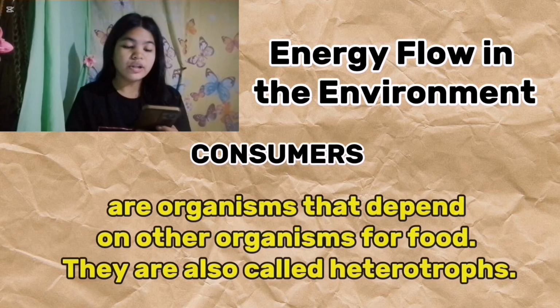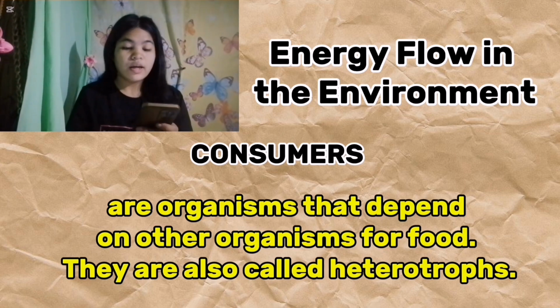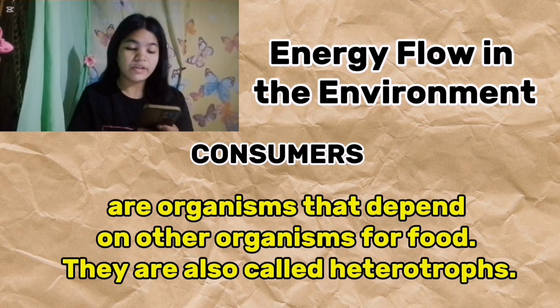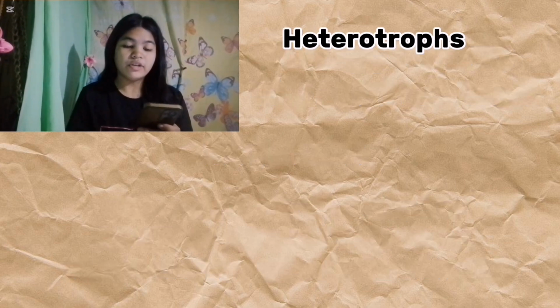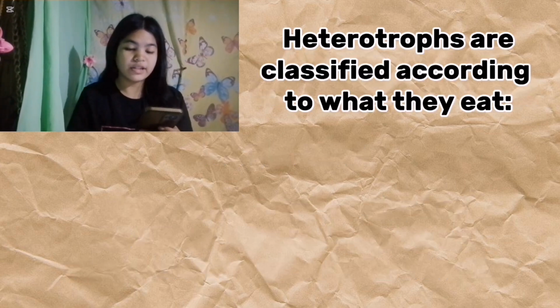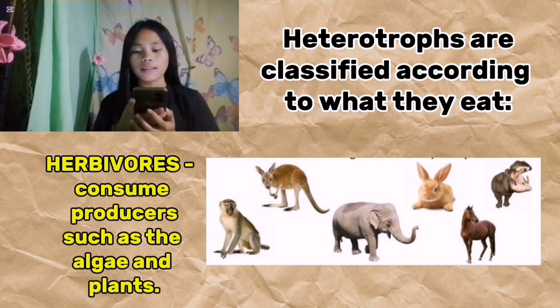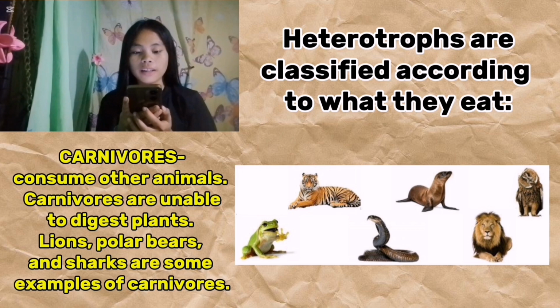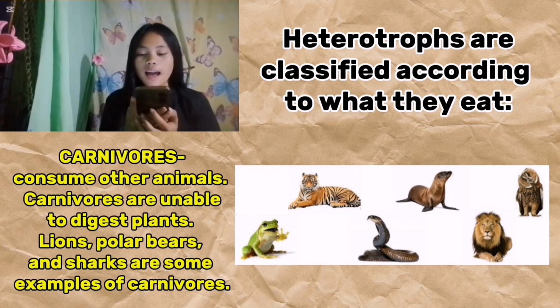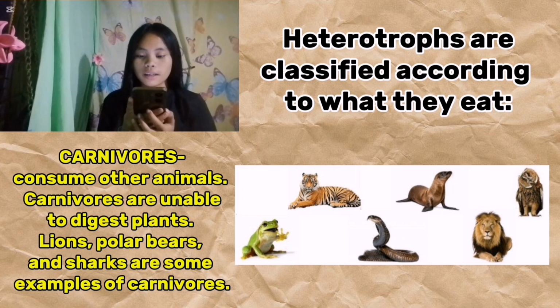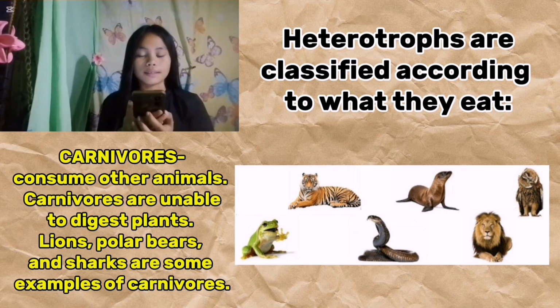Consumers are organisms that depend on other organisms for food. They are also called heterotrophs. Heterotrophs are classified according to what they eat. Herbivores consume producers such as algae and plants. Carnivores consume other animals. Carnivores are unable to digest plants. Lions, polar bears, and sharks are some examples of carnivores.